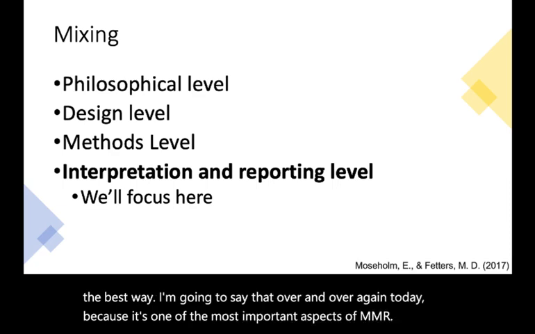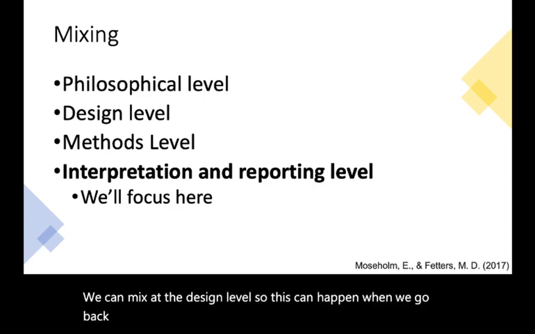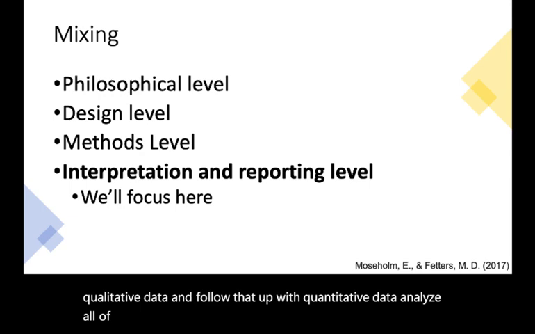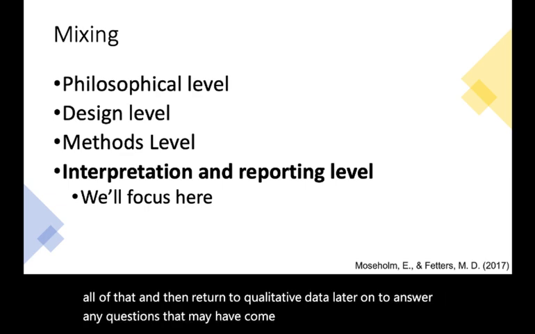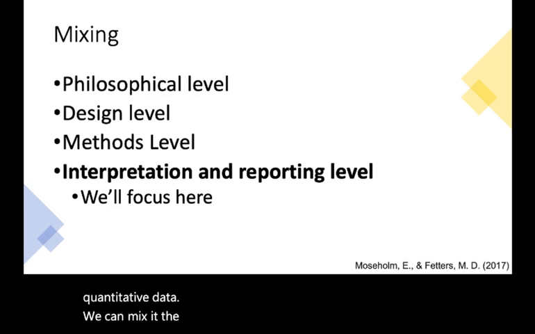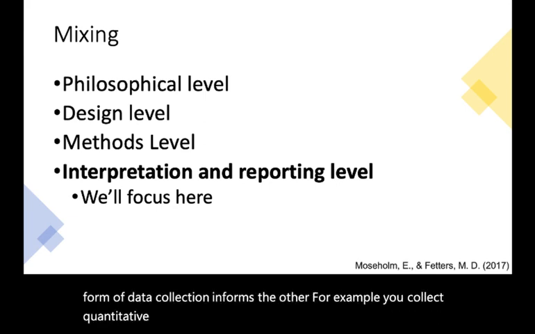We can mix at the design level. So this can happen when we go back and forth in terms of sequentiality. For example, we can collect qualitative data and follow that up with quantitative data, analyze all of that, and then return to qualitative data later on to answer any questions that may have come up after collecting that quantitative data. We can mix at the methodological level. This can happen when one form of data collection informs the other. For example, you collect quantitative data to help you decide which questions to ask in a qualitative interview.